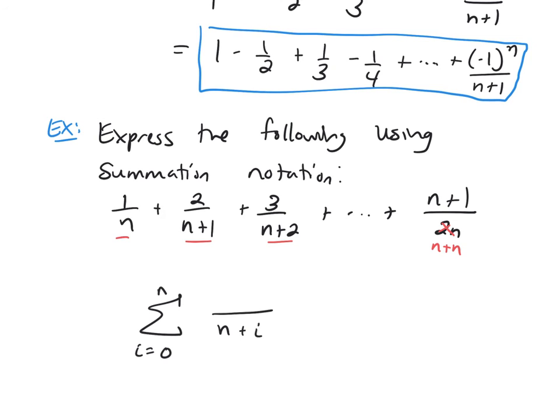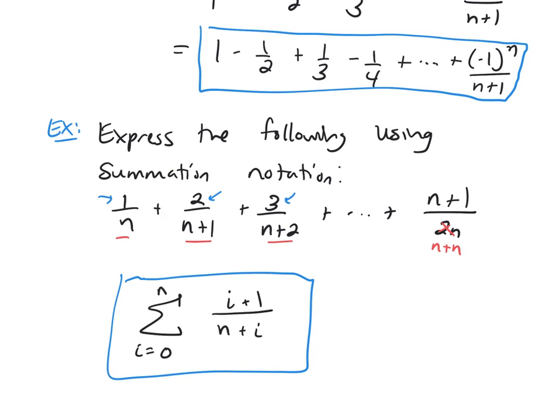And now let's look at the numerator. Do we have a pattern for the numerator? It starts off with 1, 2, 3. It's going up by 1. So it's not going to be i, because i starts off at 0. It'll be i plus 1. So if you plug in 0, you'll get 1. If you plug in 1, you'll get 2, and so forth. So this is my formula for summation notation. Okay, so again, the key thing here, when you're trying to write summation notation, is that you have to observe patterns in order to write a formula in general.